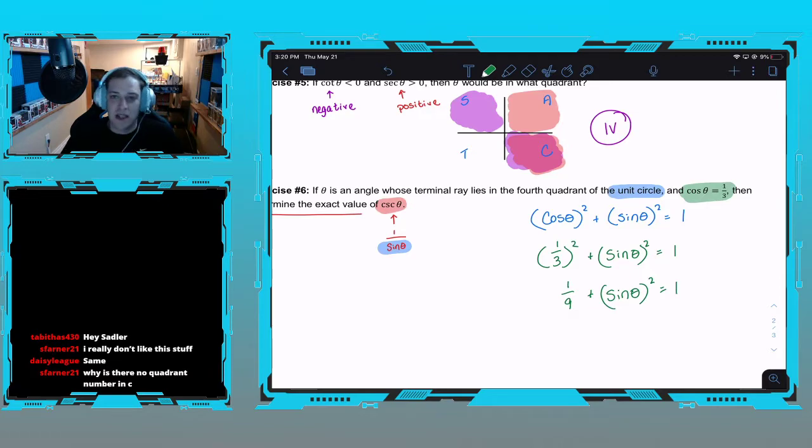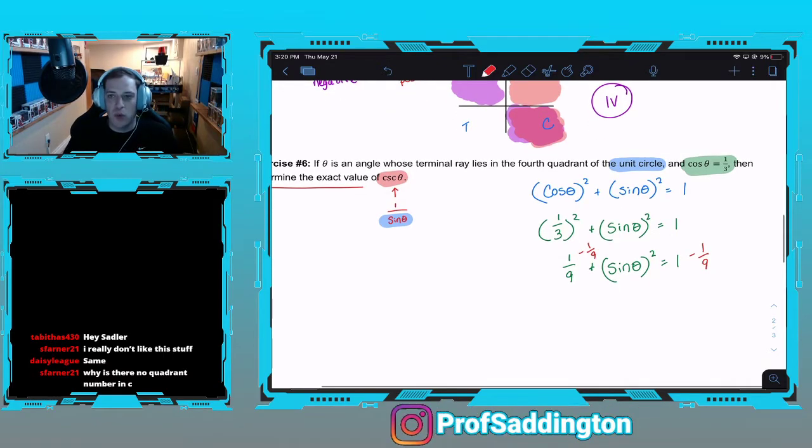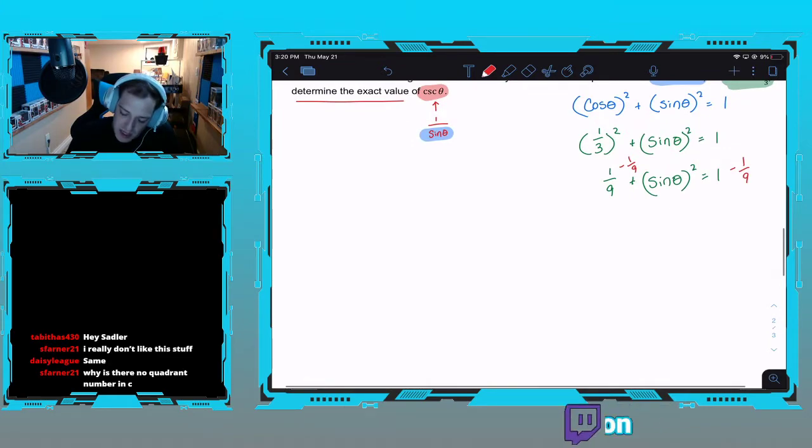And now I've got to get sine theta all by itself. So in order to get sine theta all by itself, I've got to first subtract the 1/9 over to the other side. If we were to do 1 minus 1/9, I'm just going to tell you guys that answer comes out to be 8/9.